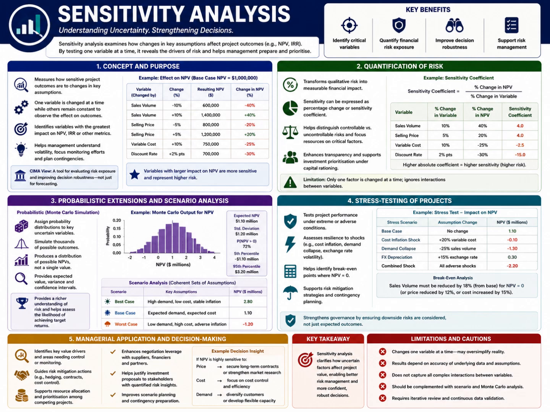Integrating it with decision trees, Monte Carlo simulations, and real options analysis provides a comprehensive framework for uncertainty management. Within CIMA's framework, sensitivity analysis forms the first step of a structured risk appraisal process, highlighting key drivers that are then subjected to deeper stochastic or strategic evaluation. Its true strength lies in supporting proactive management dialogue about uncertainty and resilience.